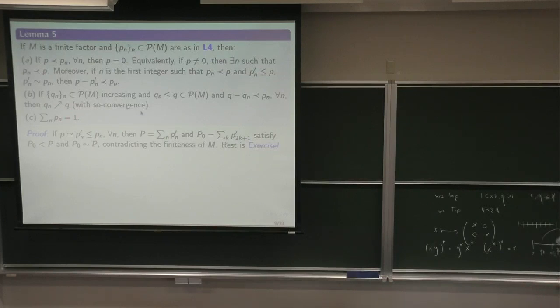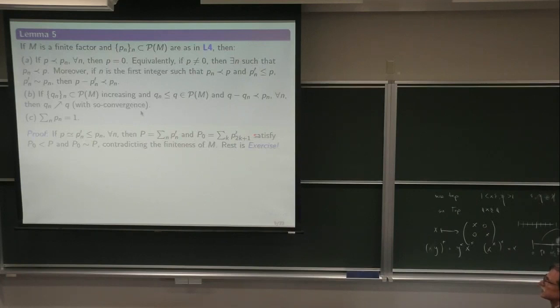Now I would really like you to do this basically as an exercise. The only crucial thing is, where am I using the finiteness? It's here. If you have that P is equivalent to Pn prime under Pn for all n, then you have infinitely many mutually orthogonal projections, namely these Pn prime. They are under Pn, so they are mutually orthogonal, and they are all mutually equivalent with P. So if you sum them up, you get a projection.